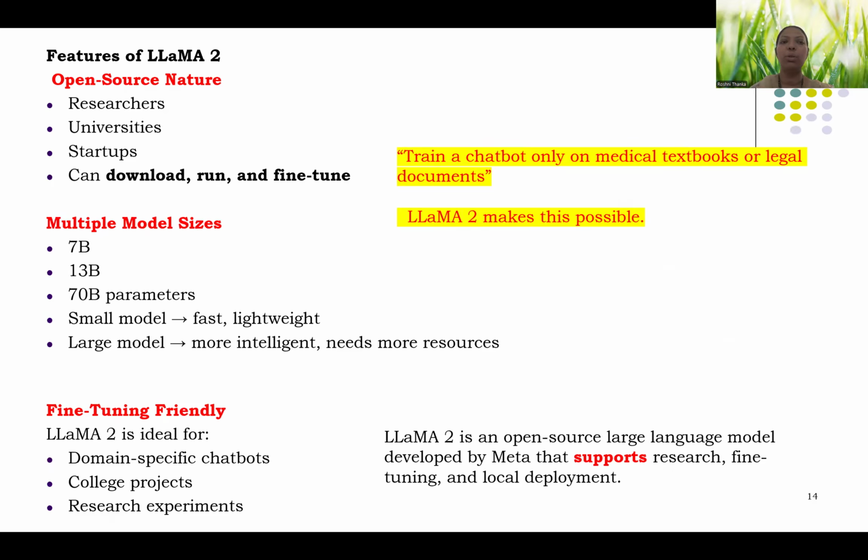And then if you speak about the model size, we have different sizes of Llama like 7 billion parameters or 13 billion parameters, 70 billion parameters. So depending upon the application which you are generating, accordingly you can go for the different model size. So small model means it will be faster and it is also lightweight. Larger model means the advantage is more intelligence and it also needs more resources as well.